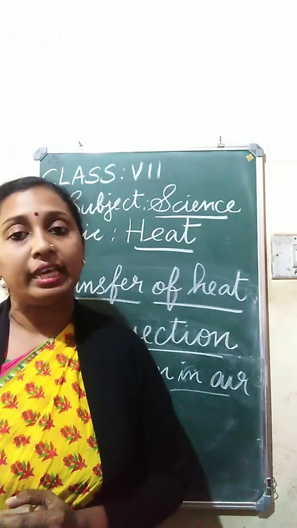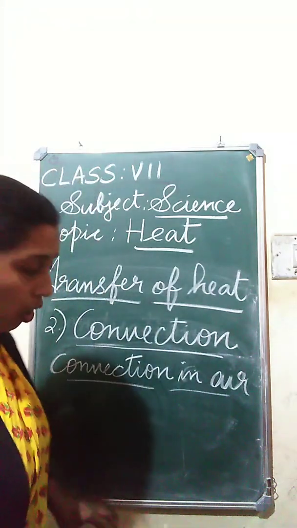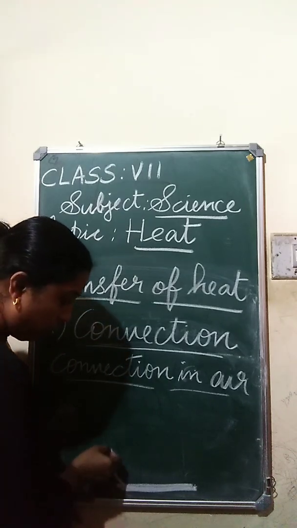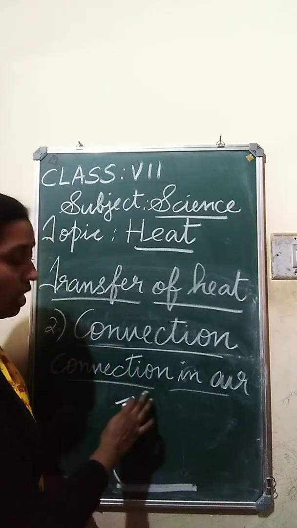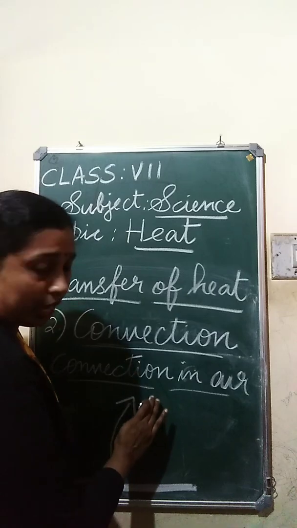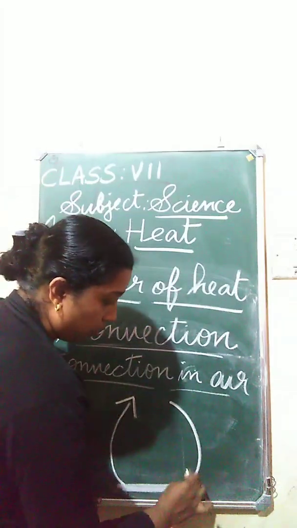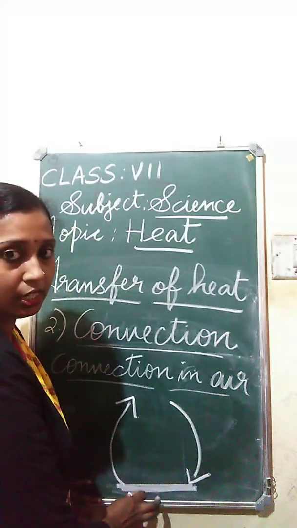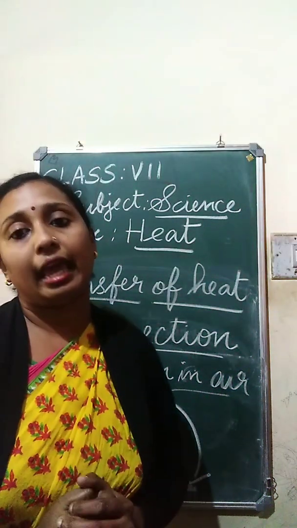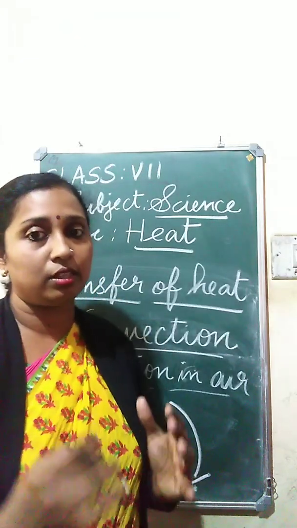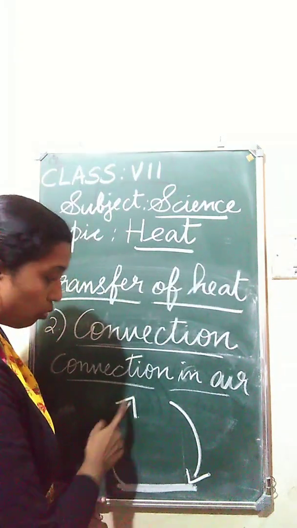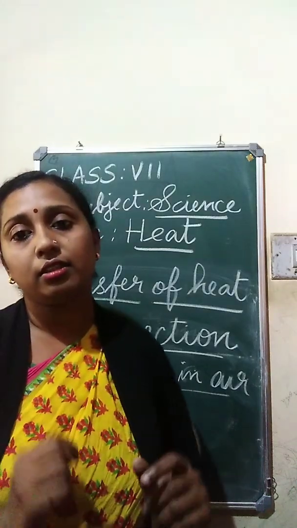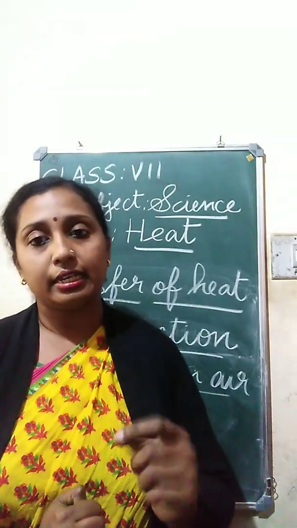So do you know how heat travels in air? The hot air from the ground rises up and the cold air from above comes down. This cycle continues, and in this way the air gets heated.